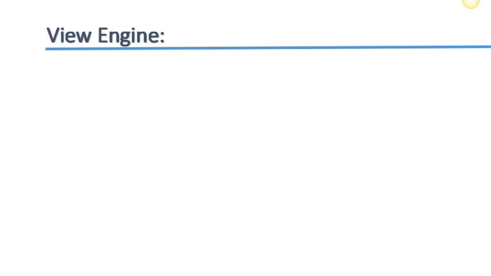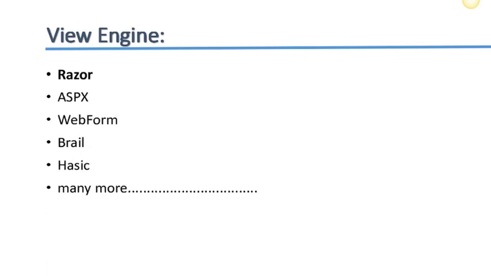So next one is the view engine. What view engines are available? There is a list of view engines available. First one is Razor view engine, ASPX view engine, Webform view engine, and there are so many. ASP.NET MVC 5 uses the Razor view engine, and we are going to focus only on the Razor view engine.